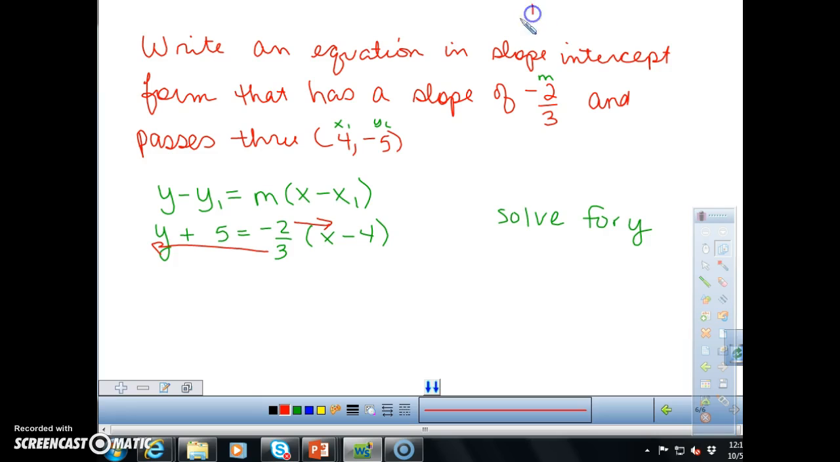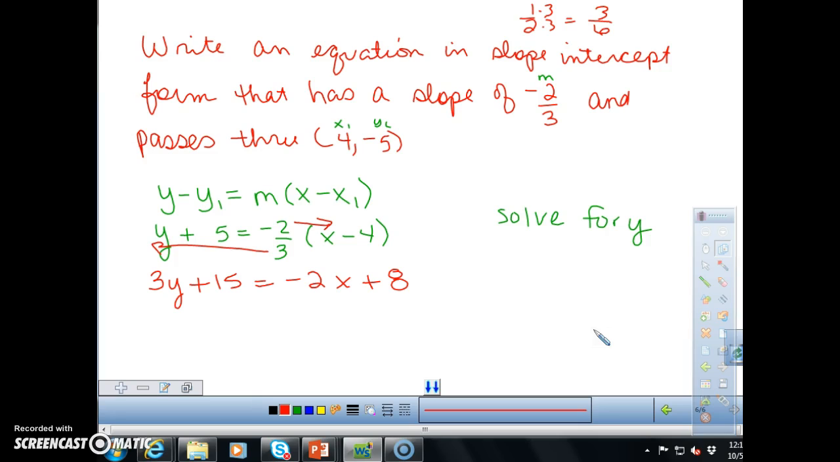If you'll recall, if I had 1/2, I can multiply both the top and the bottom by 3, and they're equivalent fractions. I'm kind of doing the same thing with this equation. If I multiply everybody by 3, it's going to be an equivalent equation. And remember, if I multiply negative 2/3 by 3, I get negative 2. So again, we can just distribute. So we're going to have 3y plus 15 equals negative 2x plus 8.